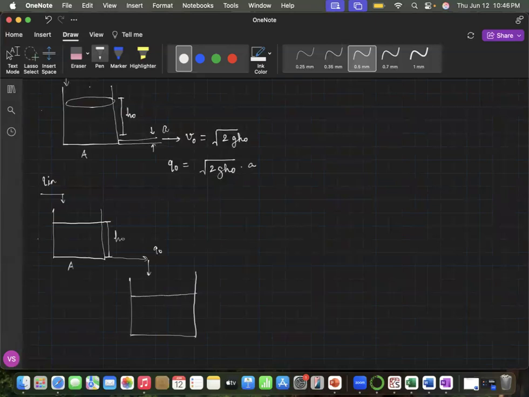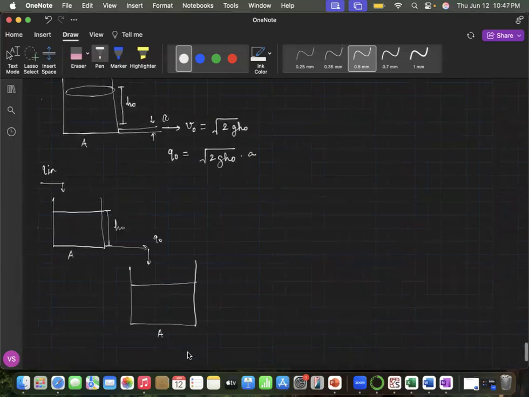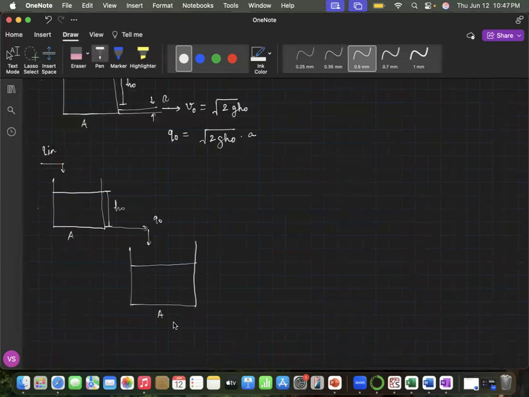For simplicity, right now I would consider the same cross-sectional area for the outlet pipe as well as the cross-sectional area of the tank. We could further extend this model for different cross-sectional areas as well. But since we are just beginning our journey of differential equations, let's just consider the same cross-sectional area. So this is A once again. This is once again small a.